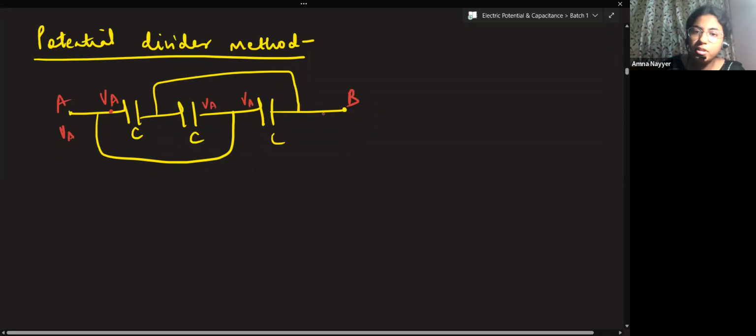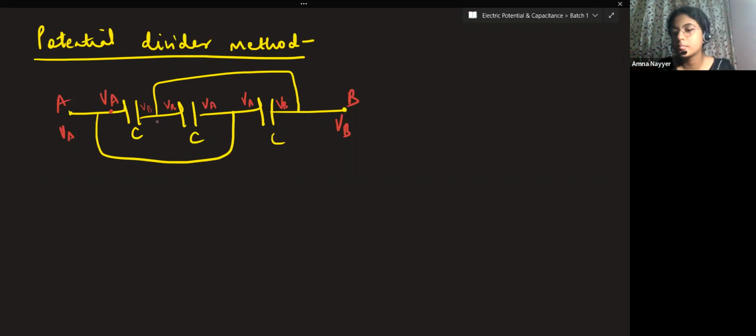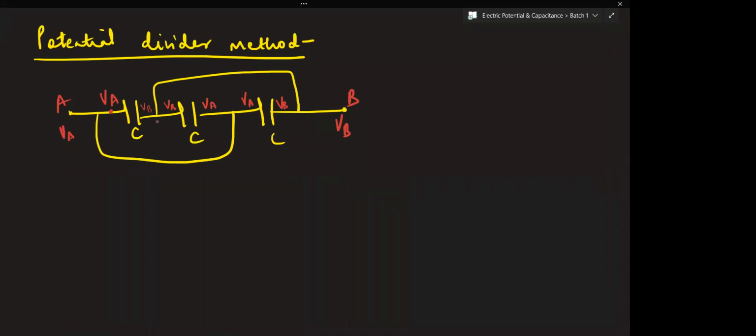Now regarding VB, if VB is the potential of point B, this will have VB. Move along with it. Same wire, this will be VB. First tell me, is it clear how to write VA and VB? Ma'am, can you explain again?